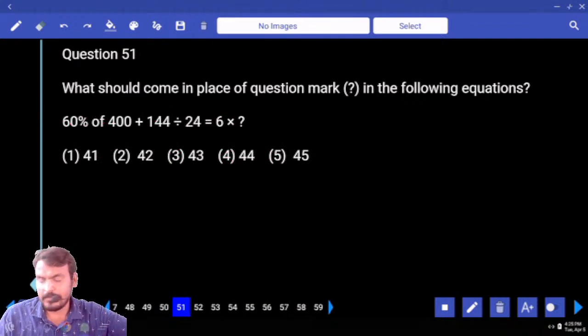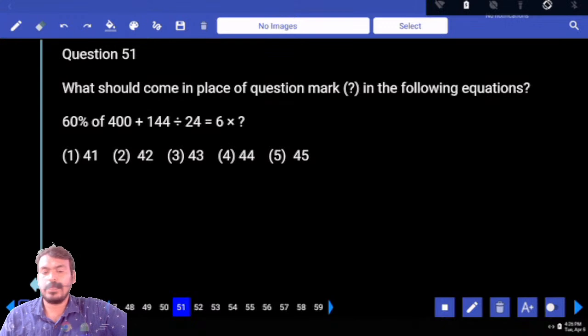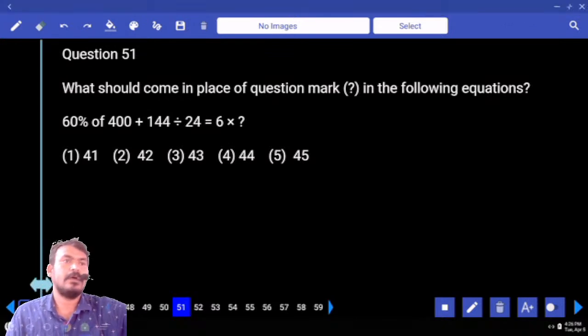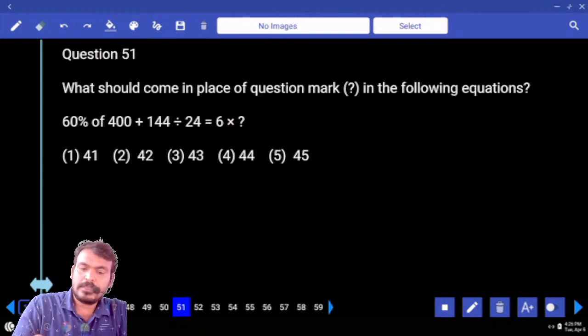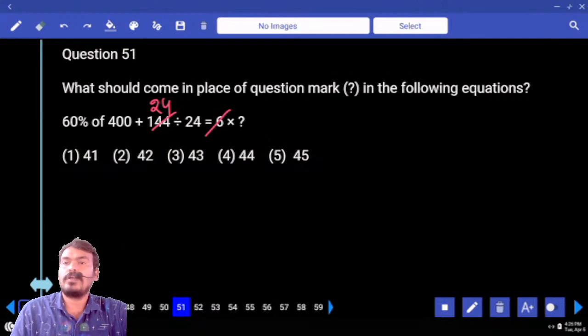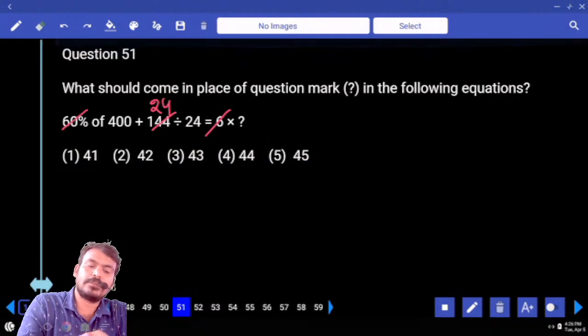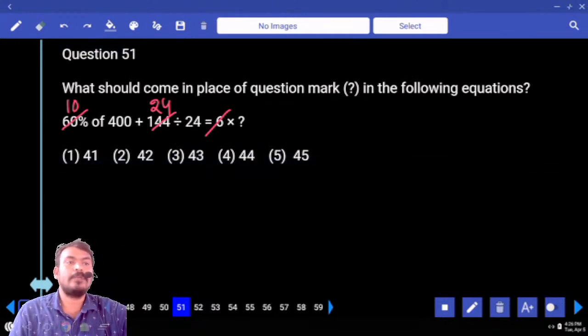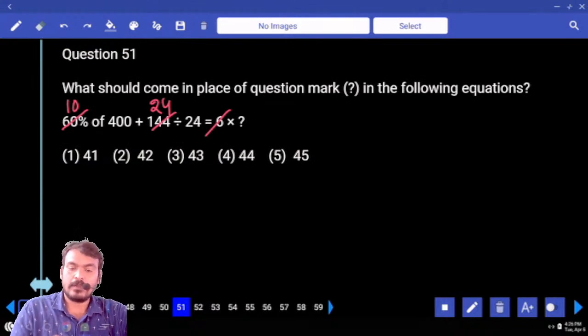Next question number 51. 60% of 400 plus 144 divided by 24 equals 6 into something, or not? Left hand side 6 common, right hand side also 6 common, or not? 6 how many times 144? 24 times, or not? 6 how many times 60? 10 times, or not? 10% of 400 is 40. 24 by 24 is 1. Total it is 41.